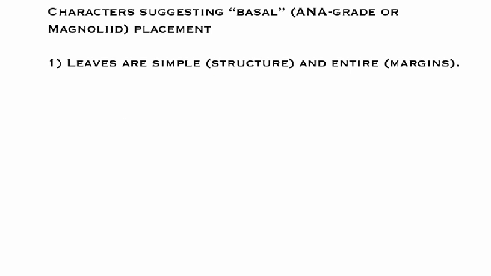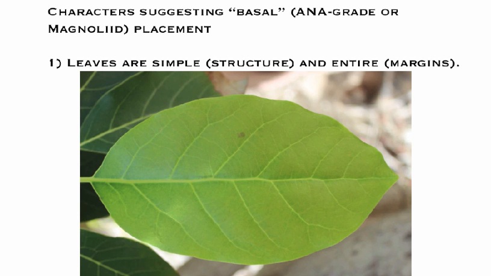So here's my list. Characters suggesting a basal placement. That means an ANA grade or Magnoliid placement. Number 1. The leaves of Magnoliids and ANA grade angiosperms are simple and entire. And a good example of this would be the avocado leaf.